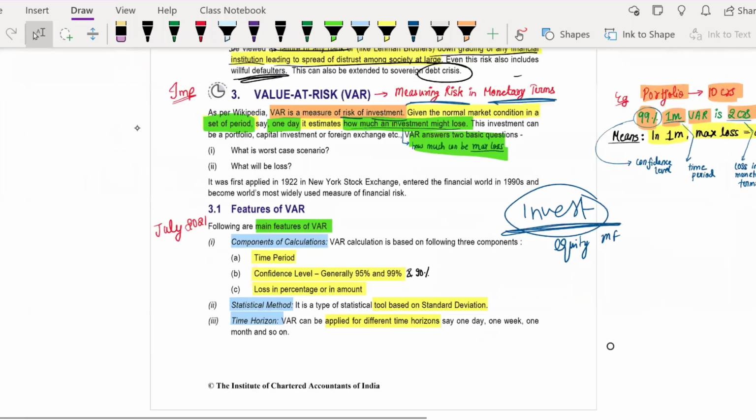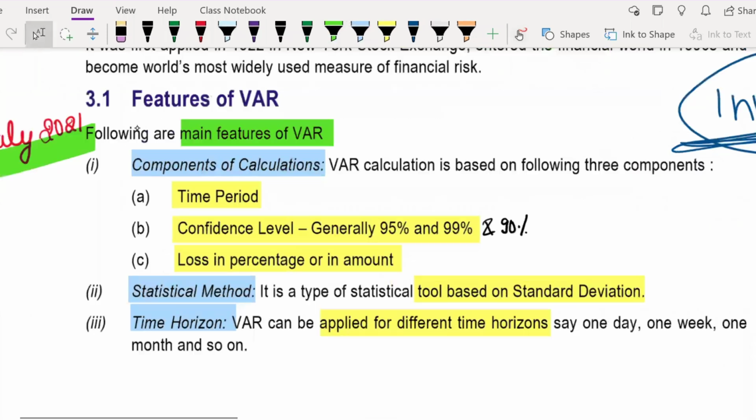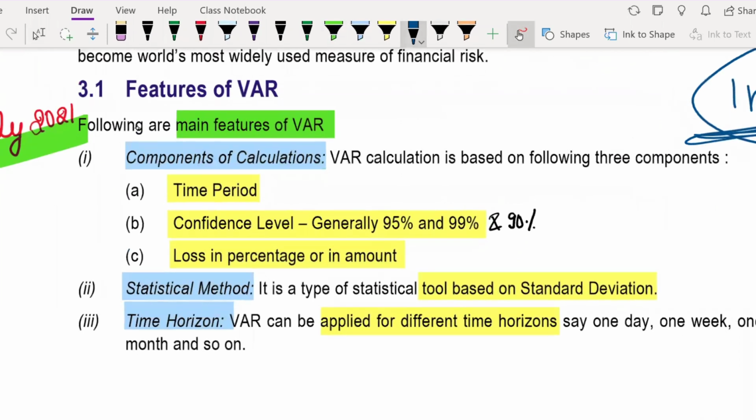Now this was one question which was asked in July 2021. What are the main features of value at risk? It was asked for 4 marks. So you have to think, from the example that I told you, what are the components? The first feature is the components of the calculation. So what are the components that are involved in the VAR calculation?